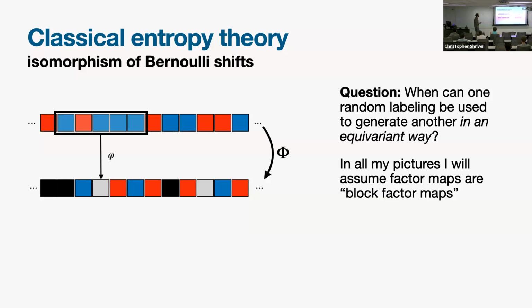And maybe one nice thing about that is that I don't even have to think about where 0 is in order for this map to be well defined. So maybe that's a nice thing. The block factor maps will just make pictures that are easier to see. So let's just pretend that's true.